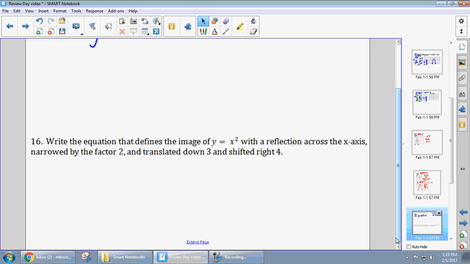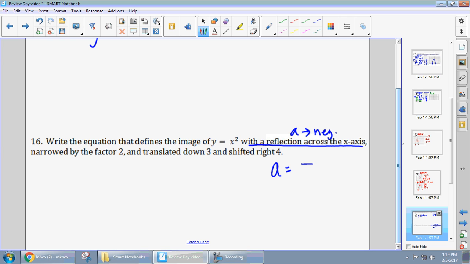Write the equation that defines the image of y equals x squared with a reflection across the x-axis. That means A is going to be negative. So A is negative something, and it narrowed by the factor 2. So A is -2. We translate down 3. My K moves up or down, so K is going to be -3. And H, it says it shifted right 4. So my H is going to be 4.